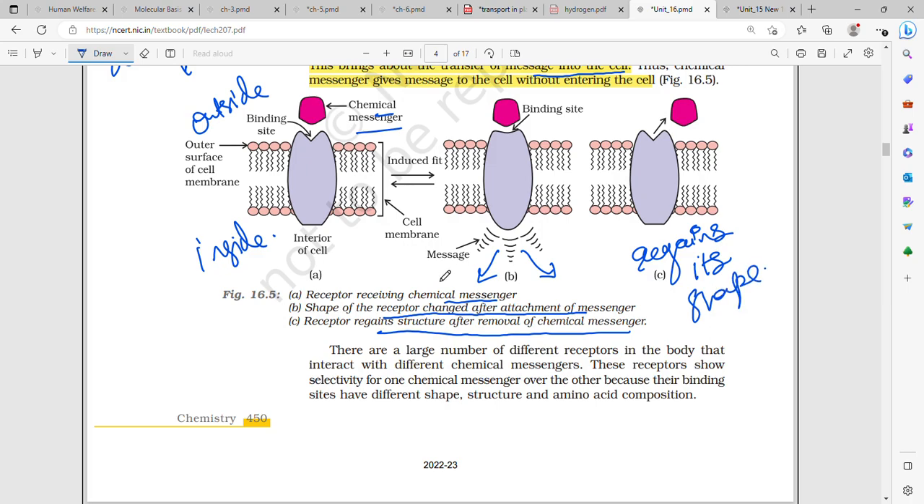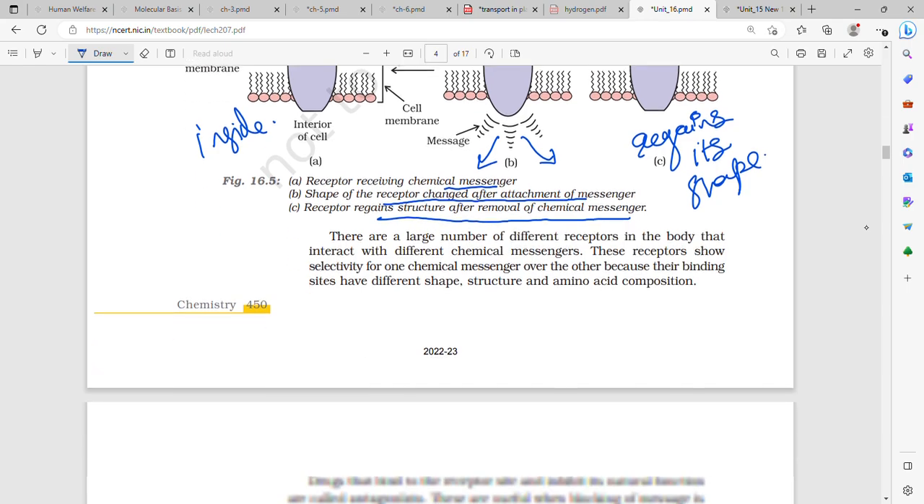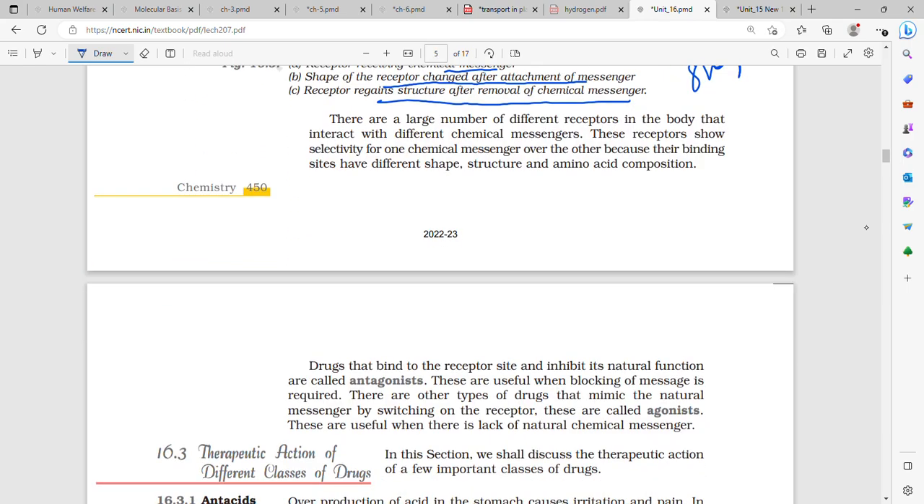There are a large number of different receptors in the body that interact with different chemical messengers. These receptors show selectivity for one chemical messenger over the other because their binding site has shape, structure and amino acid composition.